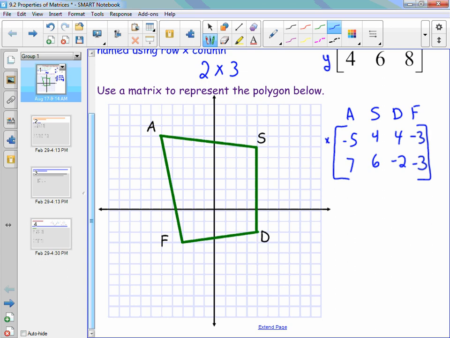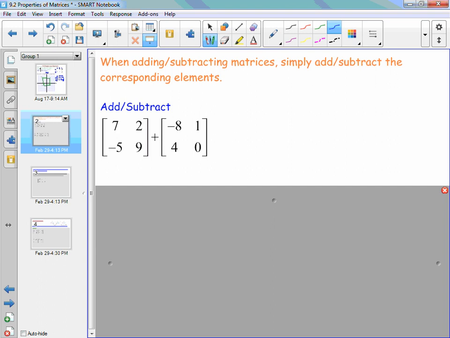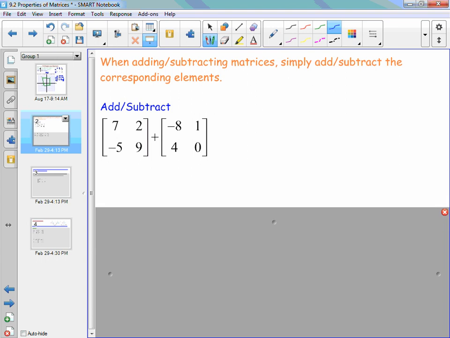If you want to put the little X and Y in front to help you to start, by all means do so, but you do not need to do that. When adding or subtracting matrices, you simply add or subtract the corresponding elements. So in the example here, I'm going to write out the work. You do not need to.